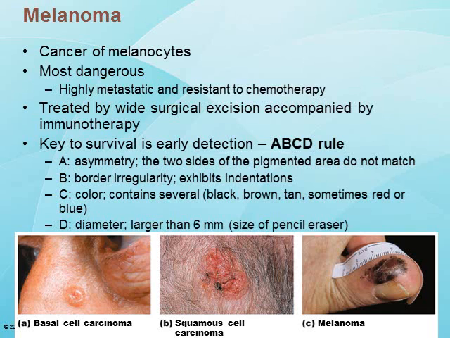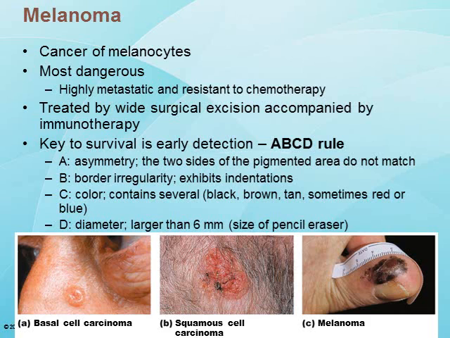Okay, and they normally have the ABCD rules for this type of cancer. A is for asymmetry, so the 2 sides of the pigment area do not match. It's not perfect. It's not a perfect round shape.